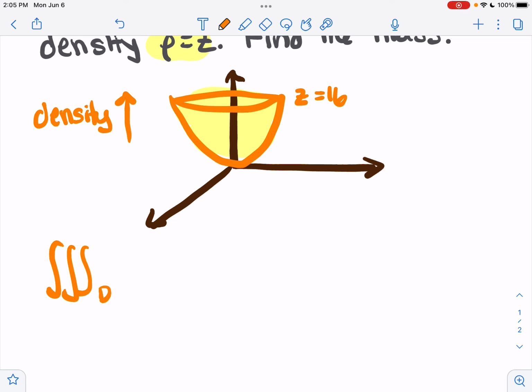The total mass is found as the integral of the density. So we want to integrate the density and get the total mass. So that's our mass right there.